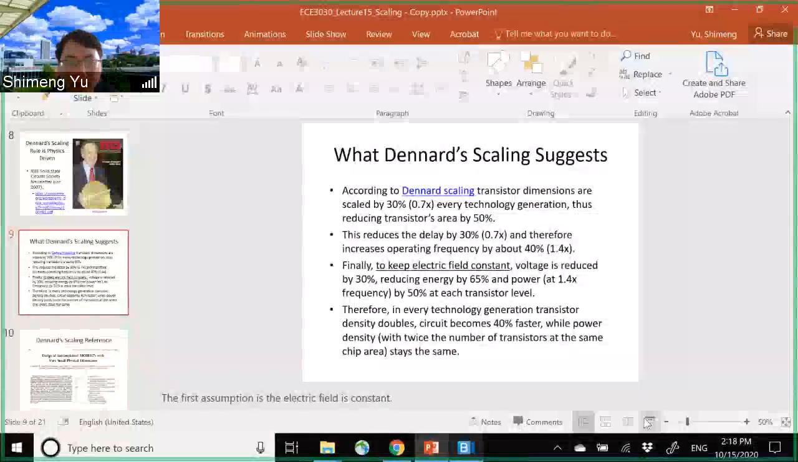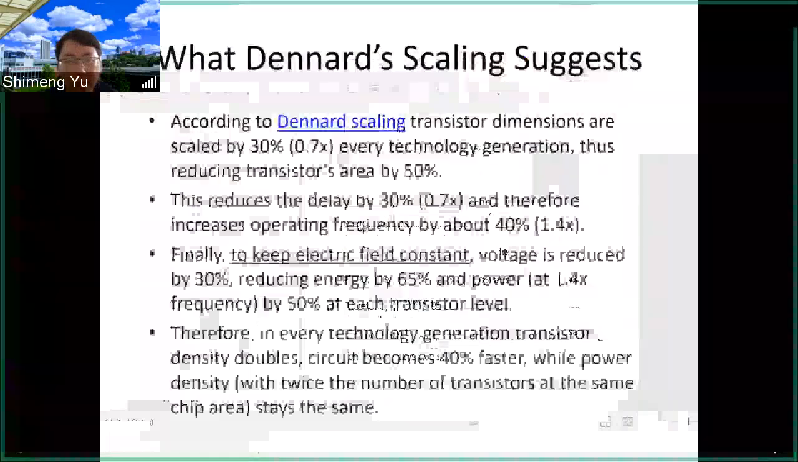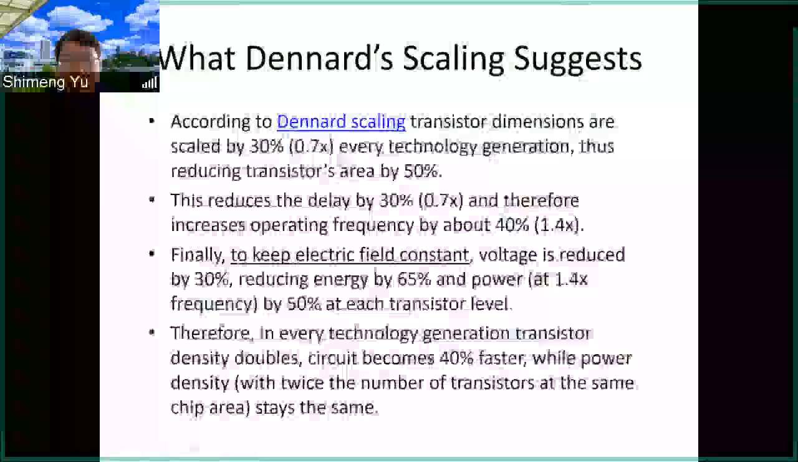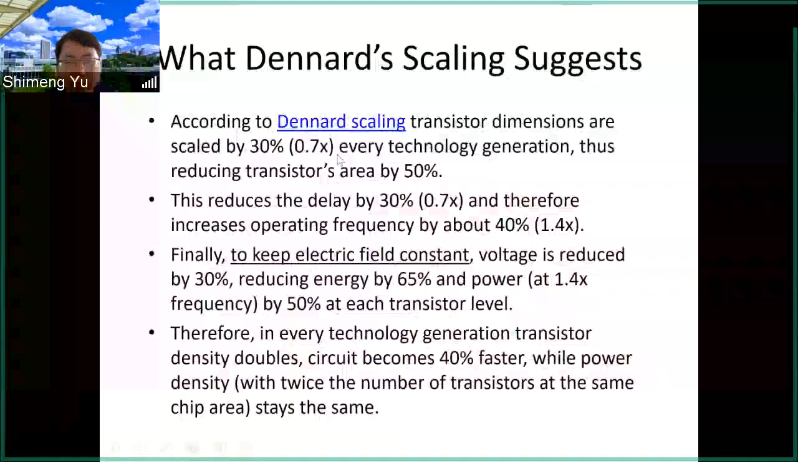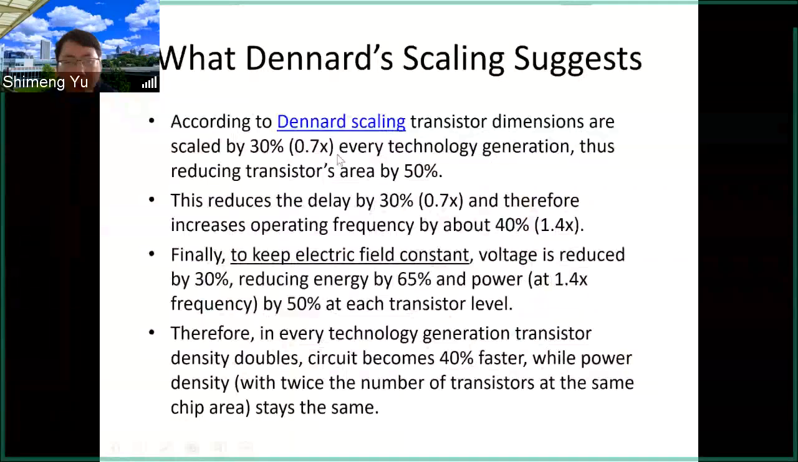And with Moore's law's assumption, then we can further reach the conclusions below, that is the Dennard scaling, which states that the delay is also reduced to 0.7x. Therefore, we can operate the processor with higher frequency, about 40%. So it can be 1.4 times the frequency of the previous generation.